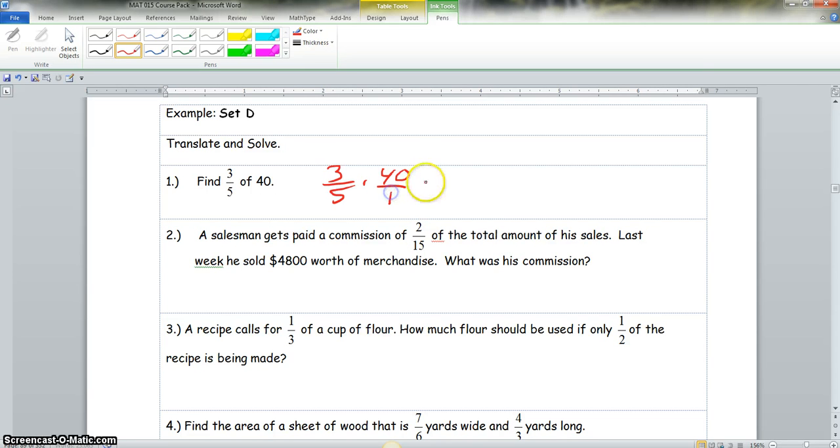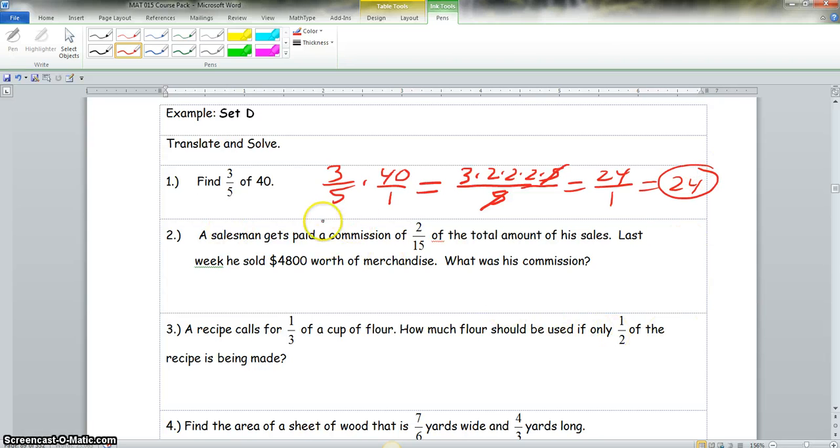Now we're going to put 40 over 1, and then we will multiply. Now 3 is prime, and 40 breaks down to 3 2's and a 5. And then 5 we know is already prime. These 5's simplify out, and that will leave 24 over 1, which is 24.